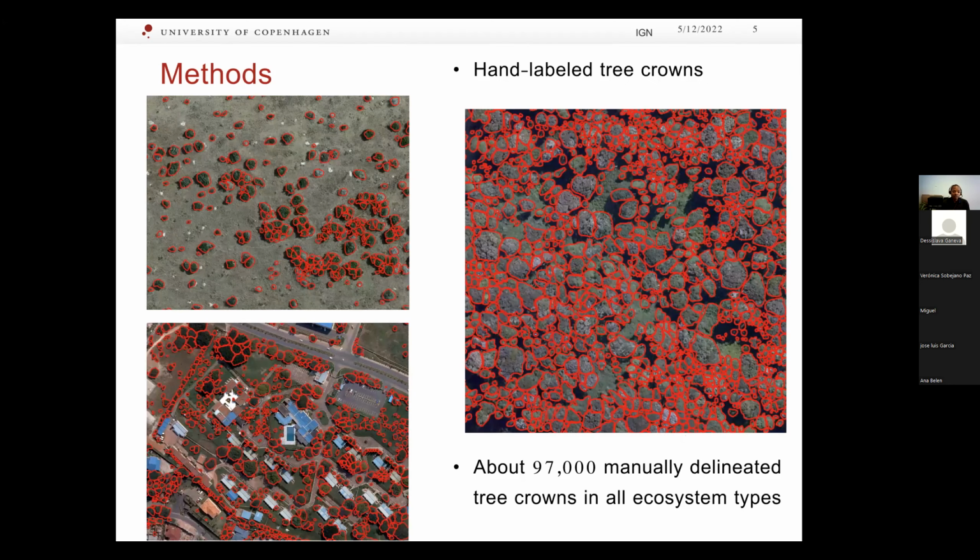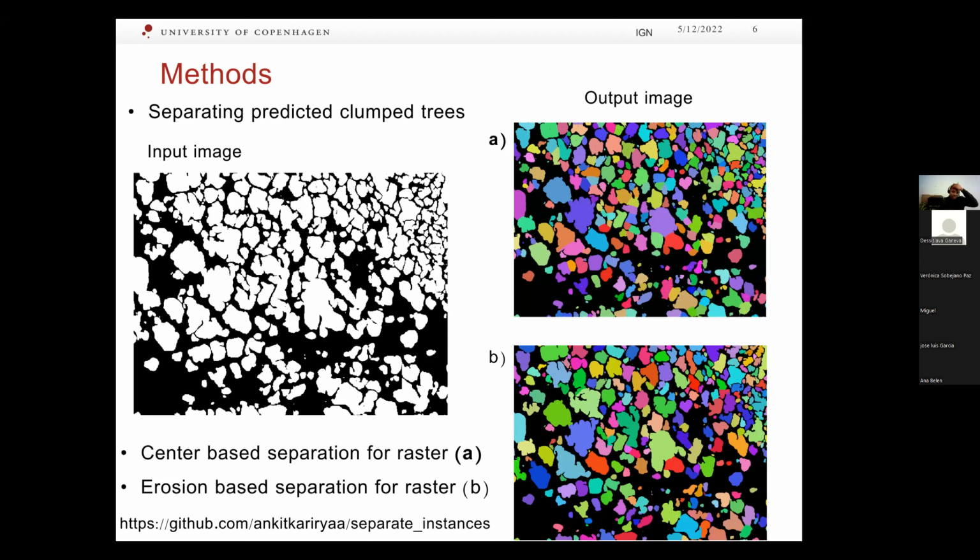So we had about 97,000 manually delineated tree crowns in all ecosystems, including urban areas, agroforestry, the rainforest. This one is the tropical montane rainforest, which is available in southwestern Rwanda. And then we have also pasture, savannah and shrublands, and agroforestry or farmlands, among others. And this is the method we've applied after we have predicted the trees. It's already available. We have uploaded it on GitHub.